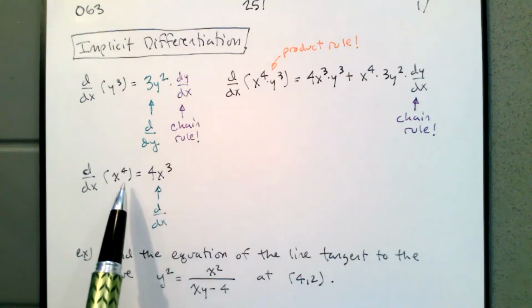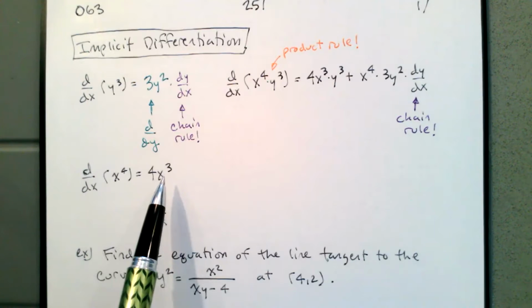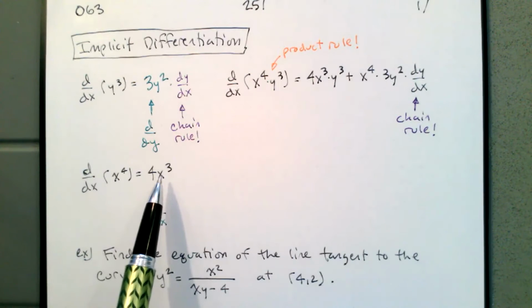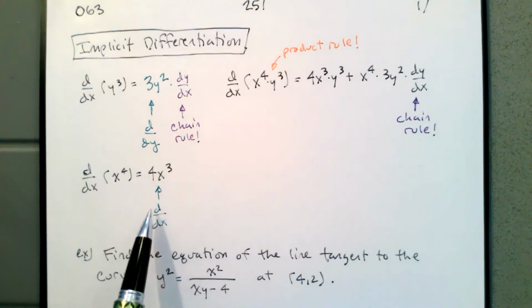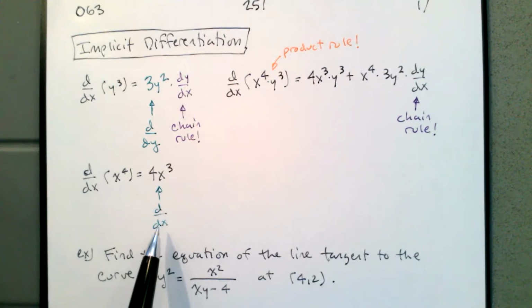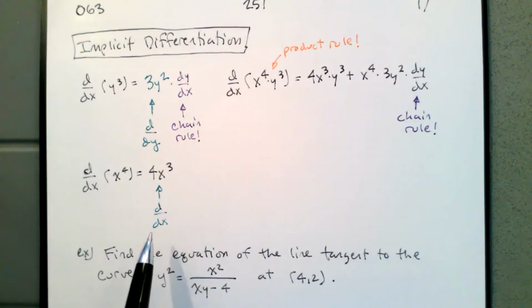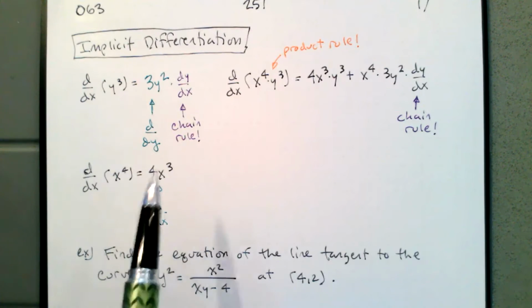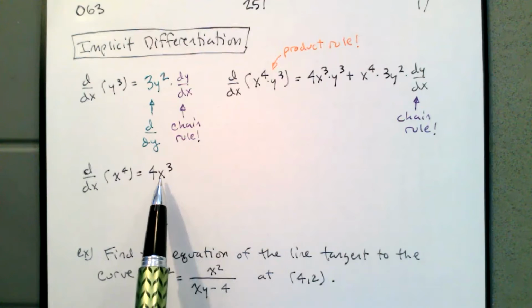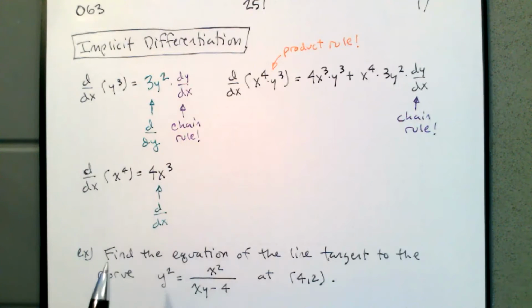So right when we go from x to the fourth to 4x to the third, we treated x as the variable, and so 4x to the third is the derivative with respect to x. We didn't need the chain rule. We could think about it as having used the chain rule by saying that we have to multiply by the derivative of x with respect to x, but the derivative of x with respect to x will be equal to 1. So from that point of view, we're always using the chain rule.